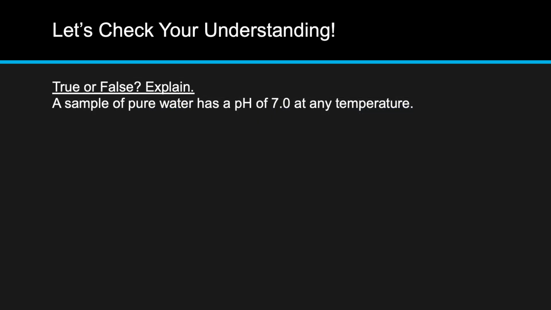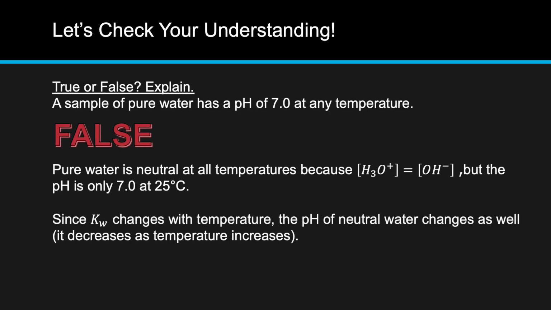All right, to wrap up this lesson, let's check your understanding with a series of true or false questions. I would love for you to pause before I give the answer to each of these to try to write down what you would answer in an FRQ and then check your work. So the first one says, a sample of pure water has a pH of 7 at any temperature. So that statement is indeed false. If that statement said a sample of pure water is neutral at any temperature, then it would be a correct statement. But the fact that it says it always has a pH of 7 is false.